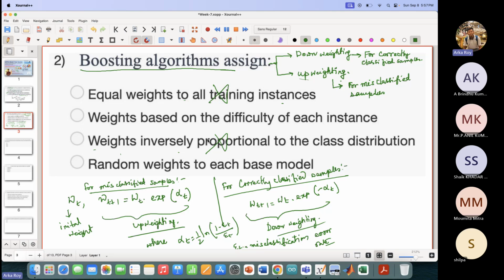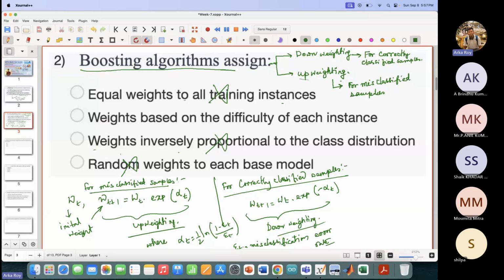The fourth option says random weights to each base model. Again, this is incorrect because we do not do random weighting. We are using some sort of deterministic method to weight the model. Here, the deterministic method is that we multiply the previous weight with the exponential of the weighting factor, and we downweight with the exponential of minus the weighting factor. So random weighting is also an incorrect option.